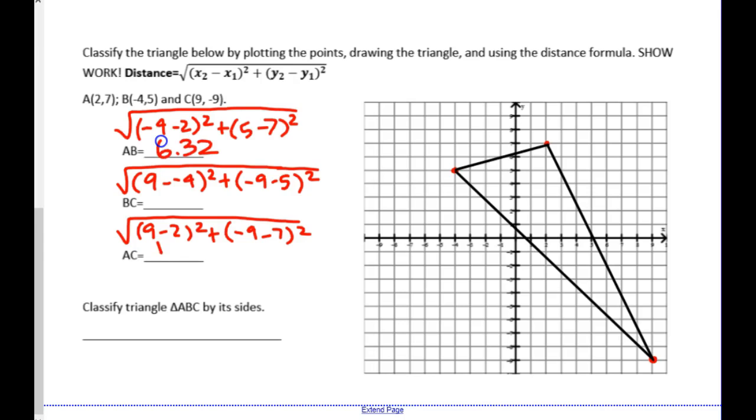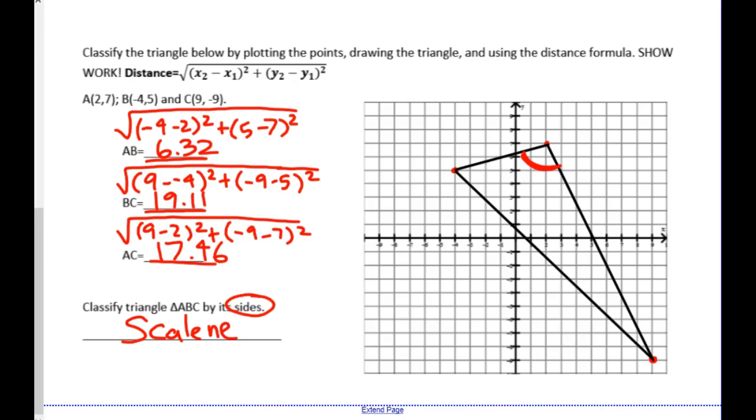6.32, 19.11, 17.46. Okay. Now it asks us just to classify by the sides. 6.32, 19.11, 17.46. All of these side lengths are different lengths. And since they're all different lengths, we know that is scalene. Okay. If I asked you to classify by the angle, well then you can see right here we have an obtuse angle. Hopefully you can see that. But either way, it's just asking you for the sides.